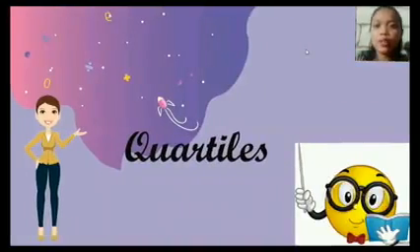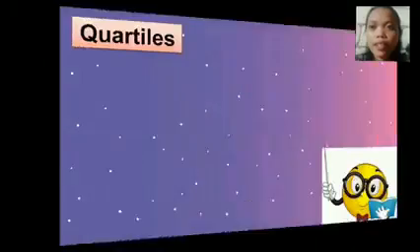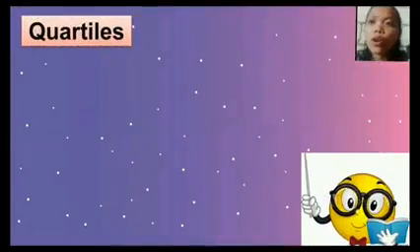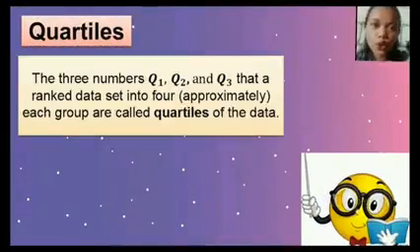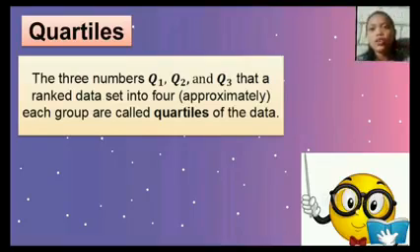Good day everyone, I will be discussing the concept of quartiles. I am Jala and Pete. Quartiles are three numbers, Q1, Q2, and Q3, that divide a ranked data set into four approximately equal groups. Each group is called a quartile of the data.